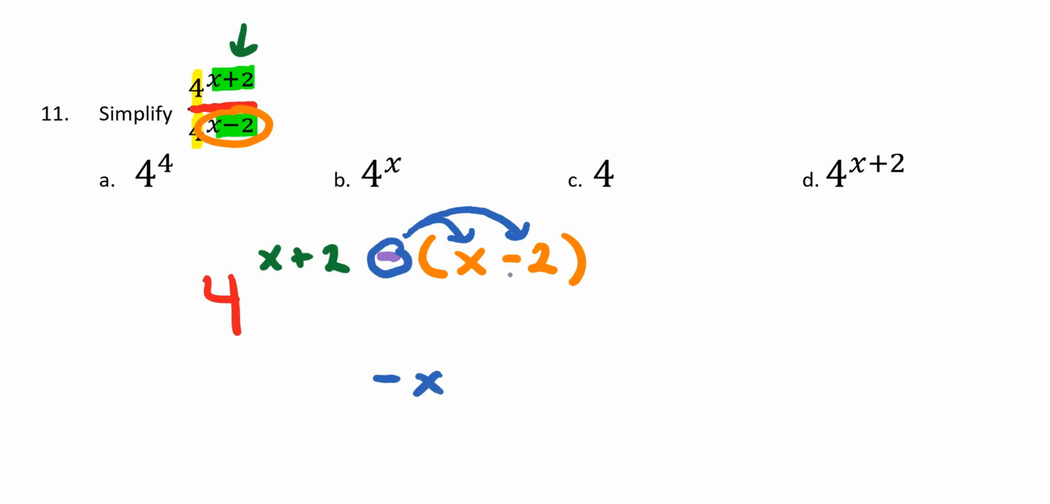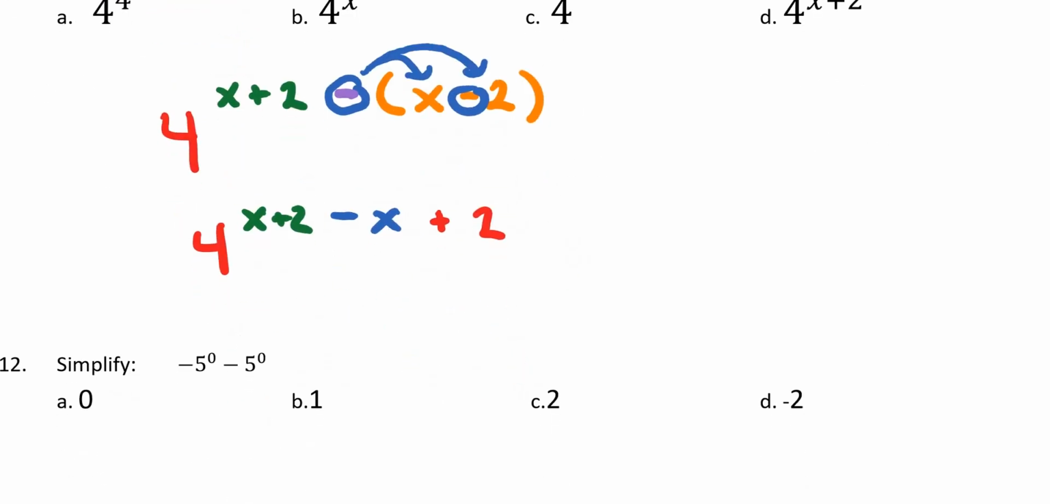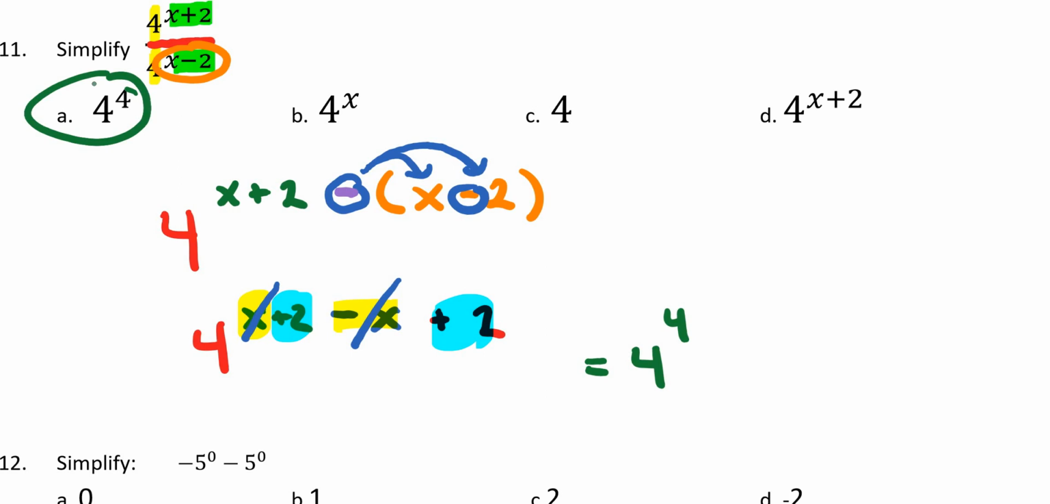And then a negative times a negative is going to be positive 2. And then you have this x plus 2 in front, and all this is being raised to the power 4. All right, so what is x minus x? Well, x minus x just cancels off, right? If you have one x box and you lose another x box, you have no x boxes. And then you have a plus 2 and a plus 2, which is going to be 4, right? So 2 plus 2 is 4. So your final answer is 4 to the power of 4. And that's going to be answer 11A.